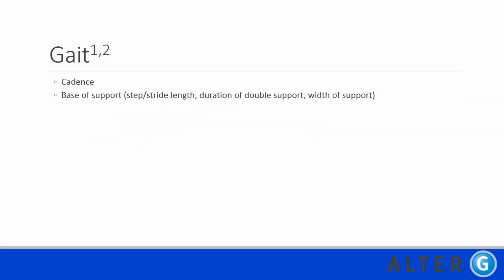Stride length should be twice the distance of the step length. That's defined as one heel contact to the same leg's heel contact on that very next step. So that's how we define stride length. Stride width is 7 to 9 centimeters apart, and that's going to be from the heels of the feet, and these again are the averages.